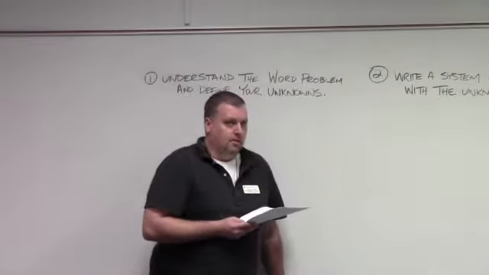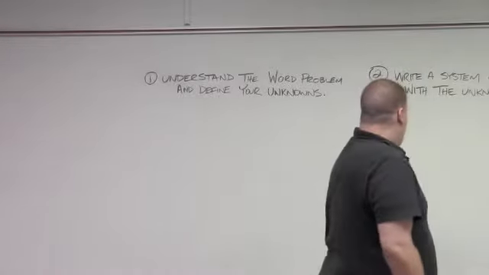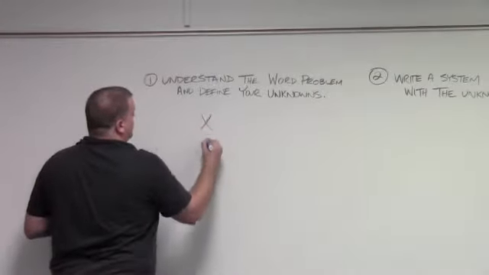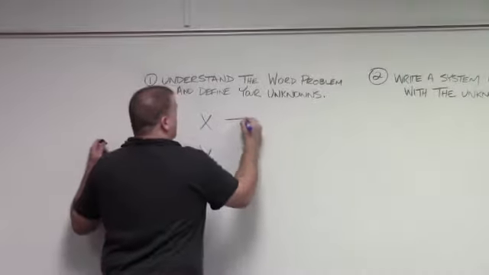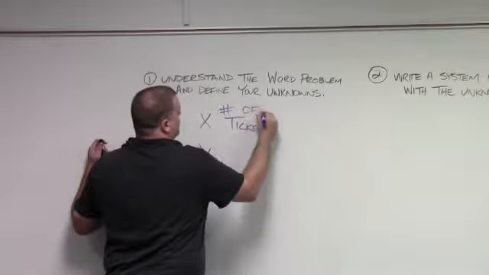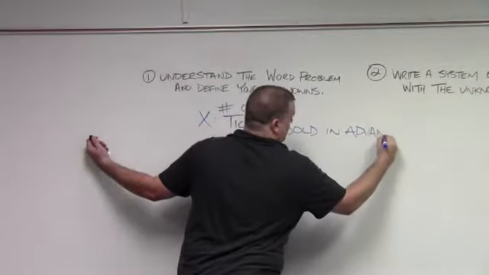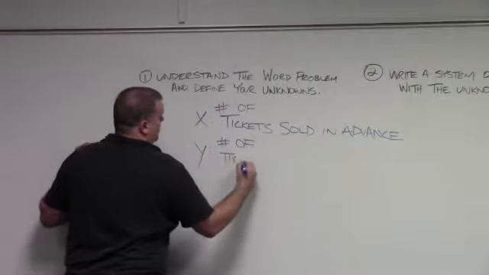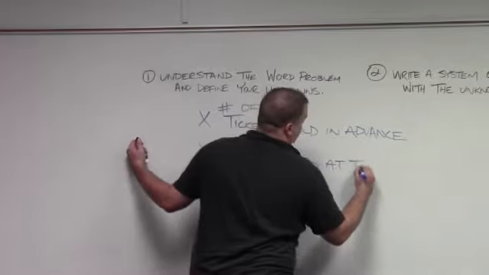A lot of information there, right? Well, let's break it down step by step, see if it makes sense. So, we're going to understand the problem and define our variables. Well, the variables are defined in the last two questions. What are the two things we don't know? What are they looking for? How many tickets were sold in advance this year? So we'll say X is the number of tickets sold in advance, correct? And Y will be the other question. That's the number of what? Tickets sold at the door.